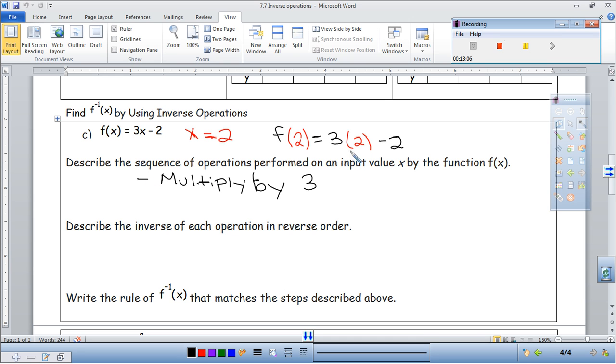That's the first step I would do. Then after I multiply that by 3, what would I do? What am I doing, class? I'm subtracting 2. Okay, in order to find the inverse of that, we're going to do the opposite operation and in reverse order. So I started with multiplying by 3. My first thing I'm going to look at is the last thing I did. My last thing was subtract 2. So what's the opposite of subtracting? Add 2. We're going to add 2 first instead when we do the inverse.